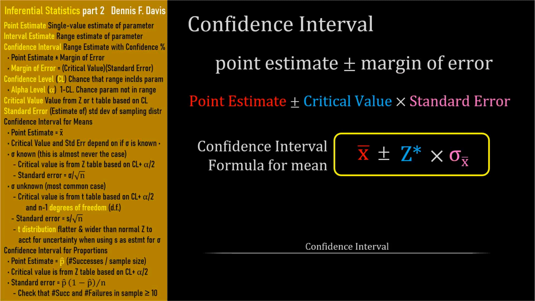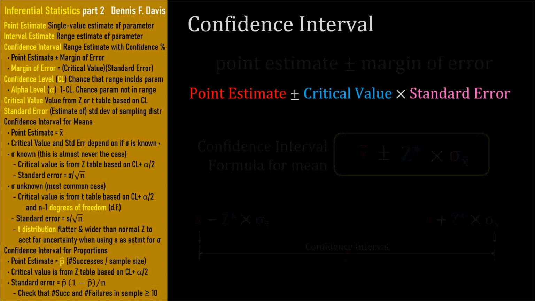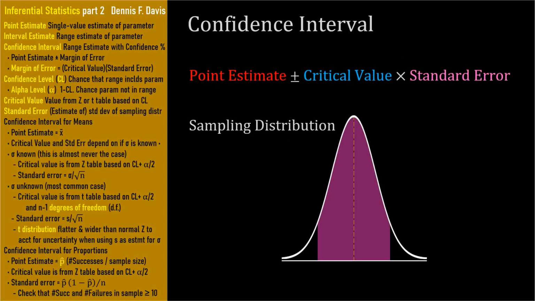So the confidence interval is a range of values centered on the point estimate x bar. The lowest value of the interval is x bar minus critical z times sigma sub x bar. The highest value is x bar plus critical z times sigma sub x bar. That's why we write a confidence interval as x bar plus or minus critical z times sigma sub x bar. Let me break this down and show you exactly what this is saying.